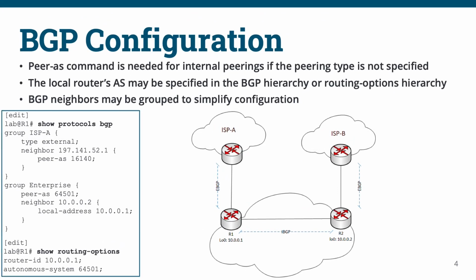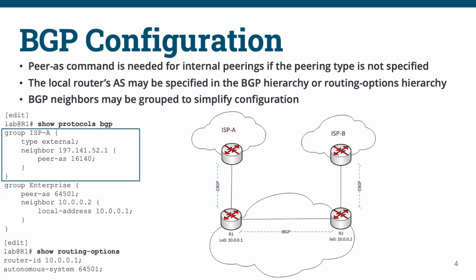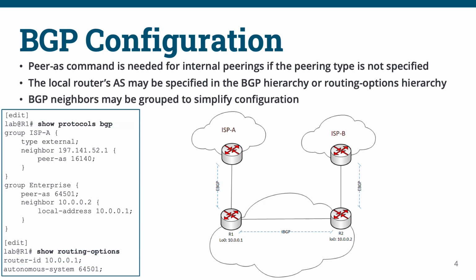Here, we have the sample BGP configuration on the left. We have two BGP groups configured, the ISP-A group and the Enterprise group. The ISP-A group has the type command configured, setting the group as type external. Another valid option for the type is internal. If the internal type is used, the peer AS command is not needed, since the AS is then known to be the same as the local router's AS.